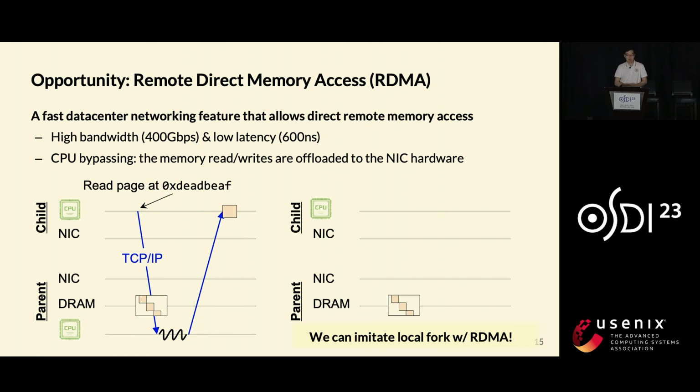We observe that RDMA network technology actually offers an opportunity to design an efficient remote fork mechanism. As a fast networking feature in modern data centers, RDMA allows direct remote memory access with both high bandwidth and low latency. Thus, a forked child on one machine can use RDMA to directly read its parent's memory on the other machine. Meanwhile, its CPU bypass feature allows us to imitate a local fork, although 2 processes are actually separated on 2 machines.